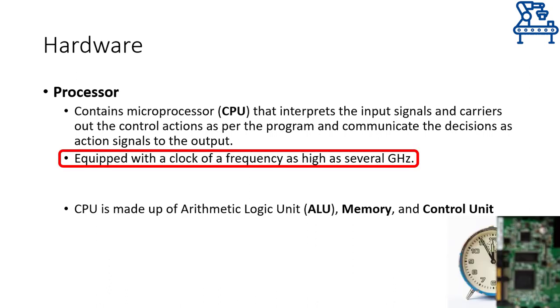Moreover, the processor is equipped with a clock that provides the heartbeat to the whole system. The heartbeat frequency dictates the speed with which the CPU can perform its work. Nowadays, the frequency of the clock can be as high as several gigahertz. However, PLCs having a clock frequency of around 500 megahertz are good enough to perform major operations on the factory floor.